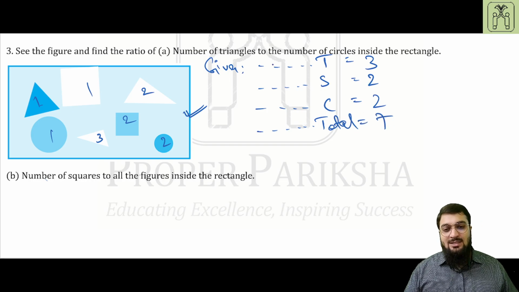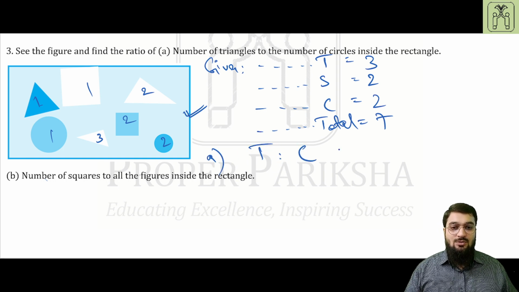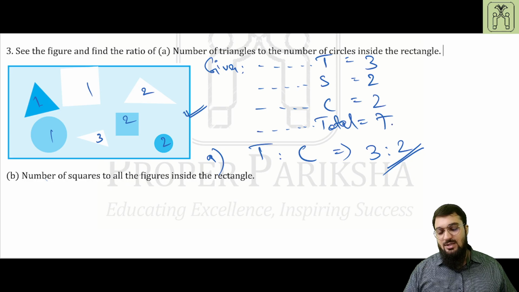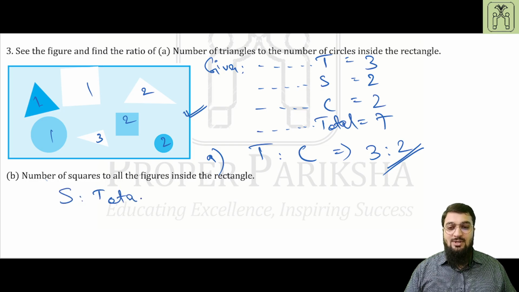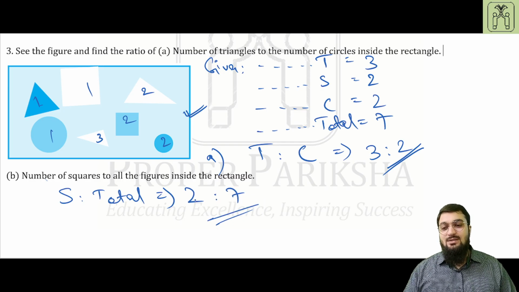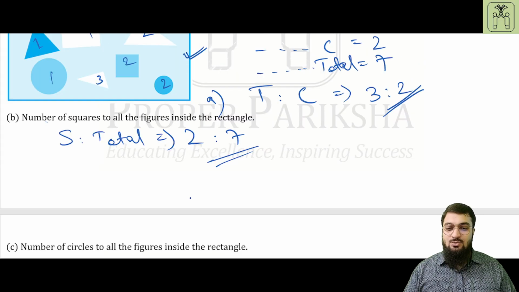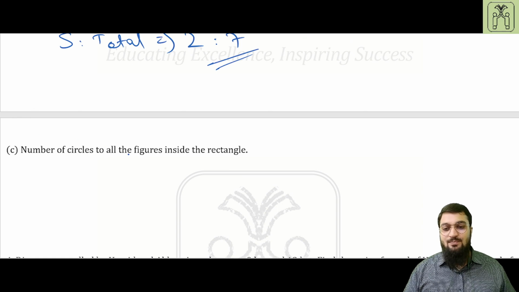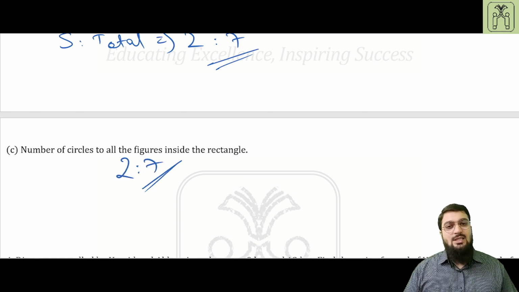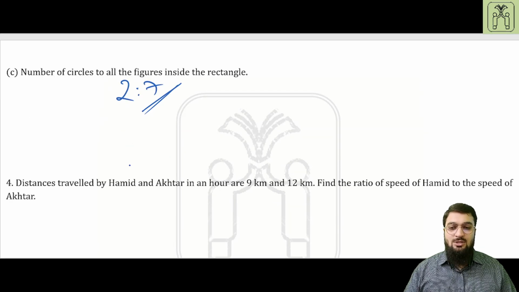Now we'll start the answer. Number of triangles, that is part A, triangles is to number of circles, and this implies that we want 3 is to 2 as the answer. Number of squares to all figures inside the rectangle, that will be square is to total, and that will give you the answer as 2 is to 7. Is there anything else? Number of circles to all figures, number of circles are also 2, so 2 is to 7 will again be the answer for this part. As simple as that.